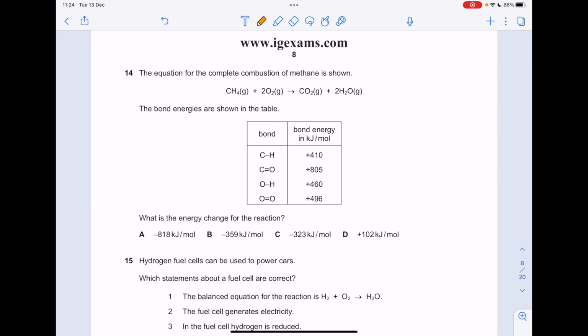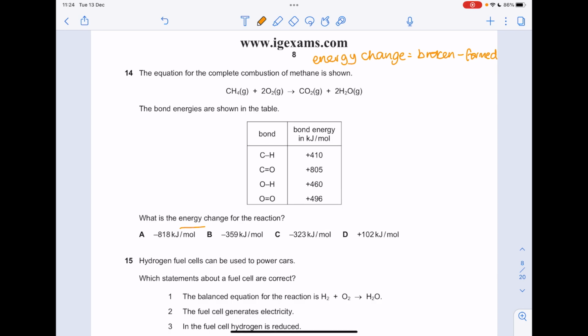The equation for the complete combustion of methane is shown. The bond energies are shown in the table. What is the energy change for the reaction? So energy change is given by the equation bonds broken in the reactants minus bonds formed in the products.